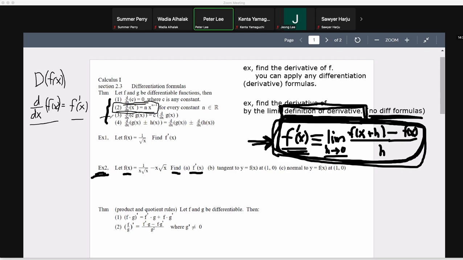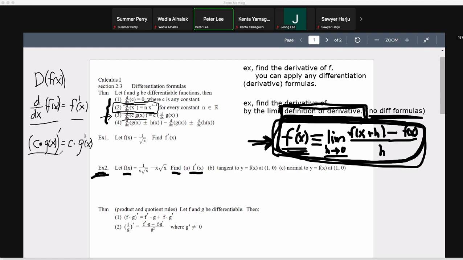Now this one, number 3, the derivative of a constant multiple. Sometimes we write C times G of x. Here we name the function G of x. If you have a constant times a function, and then we take the derivative, this is the same as C times G prime of x.